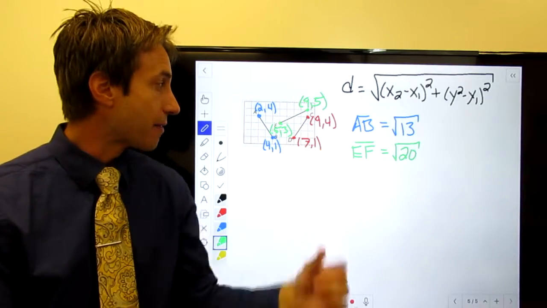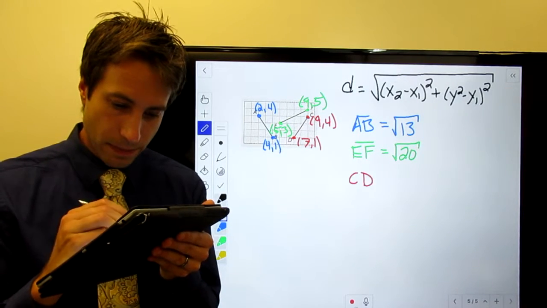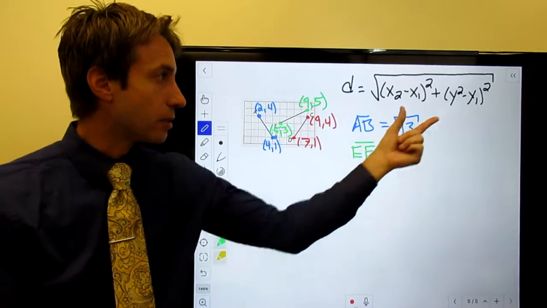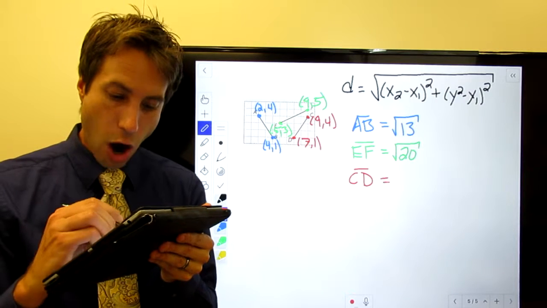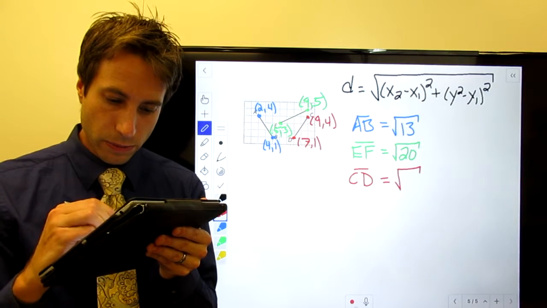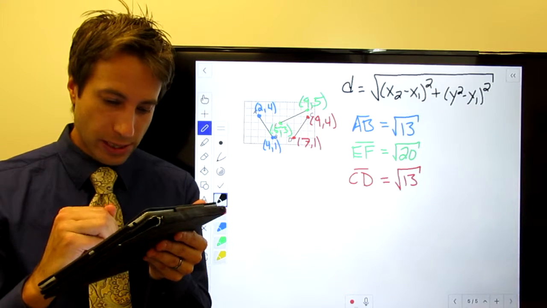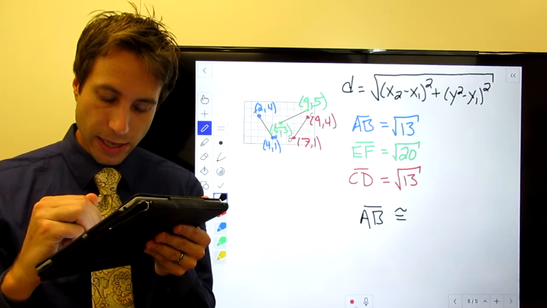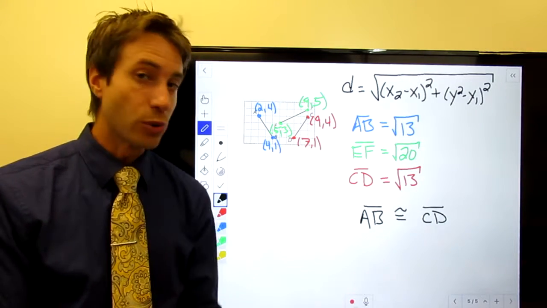But let's keep going. We have a third one. So line segment CD. Label x1, y1, x2, y2. Plug them in. Don't fat finger something on your calculator. Look at that, cuckoo, cuckoo. Square root of 13. Here's what I now see. The line segment AB is congruent to the line segment CD. These two guys are congruent.